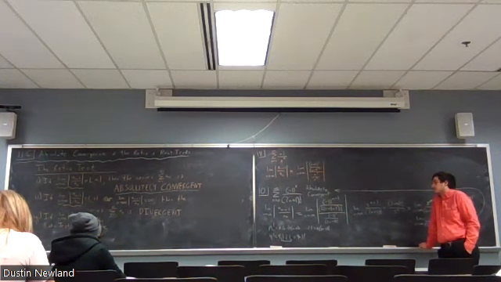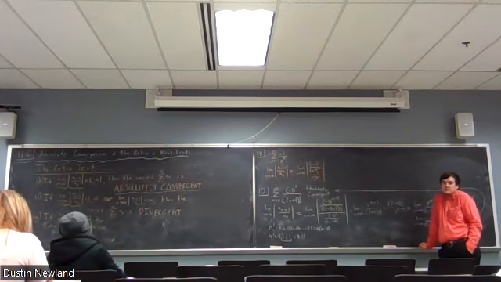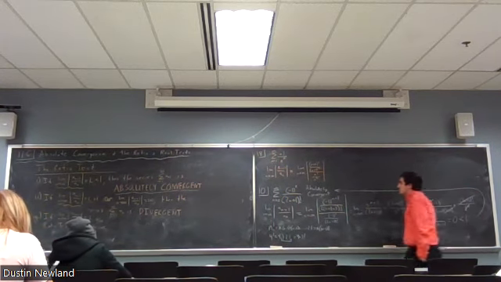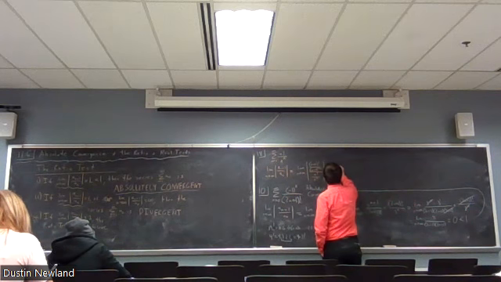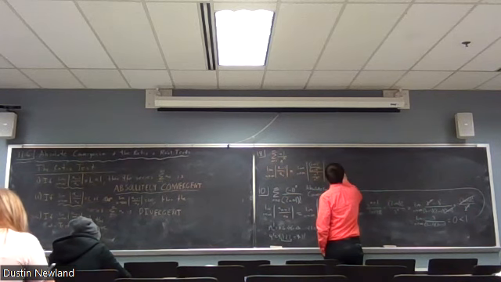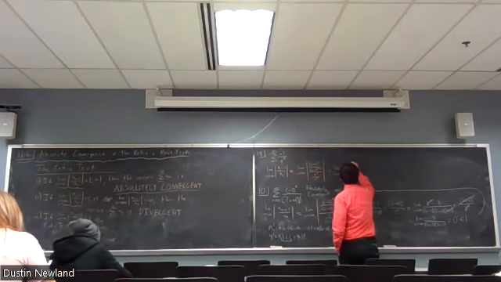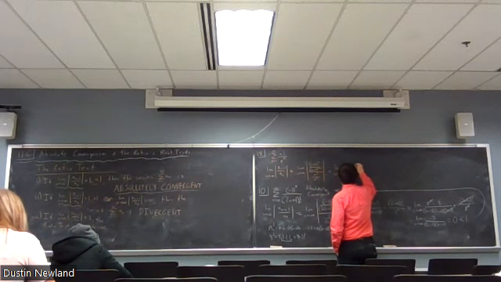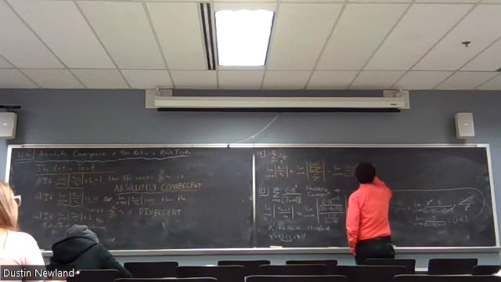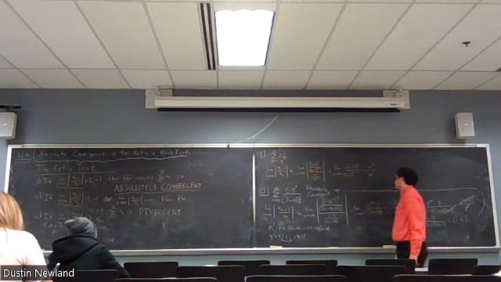Now, the absolute value really doesn't affect anything here because it's already positive. So I'm going to rewrite this as the limit as n approaches infinity of (n plus 1) factorial over (n plus 1) to the n plus 1 times n to the n over n factorial.